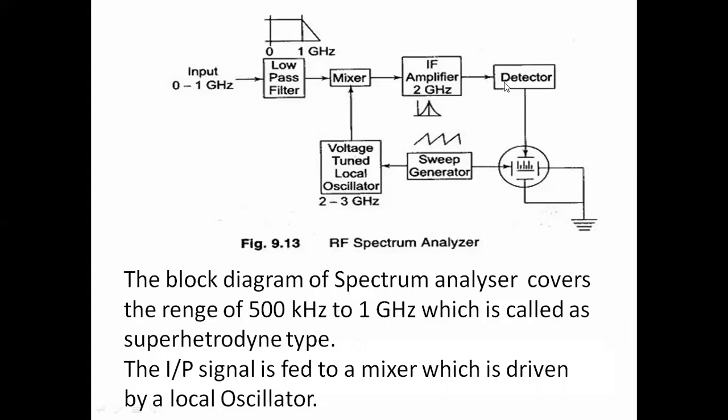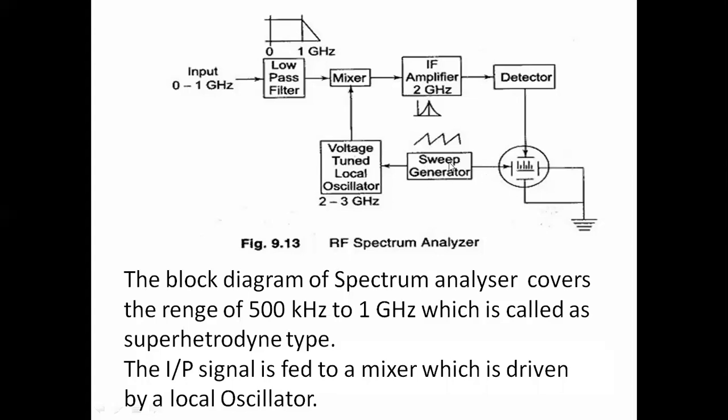The detector converts that into a voltage signal, and at that particular frequency it is given to the vertical deflection plates of the CRO. The output of the detector is a voltage, and that voltage is applied to the vertical deflection plates of the CRT.